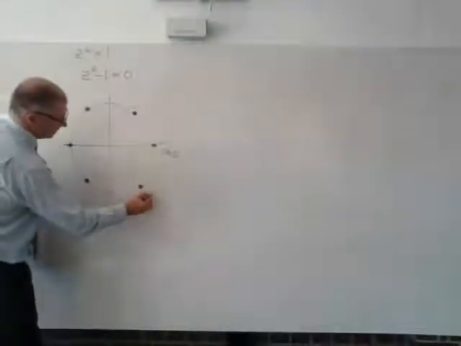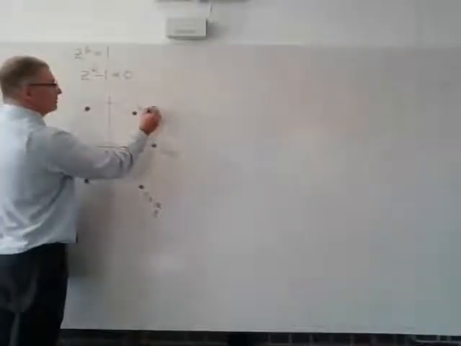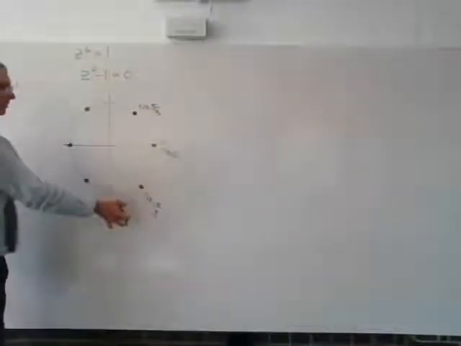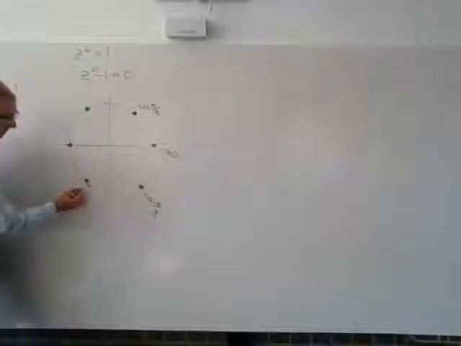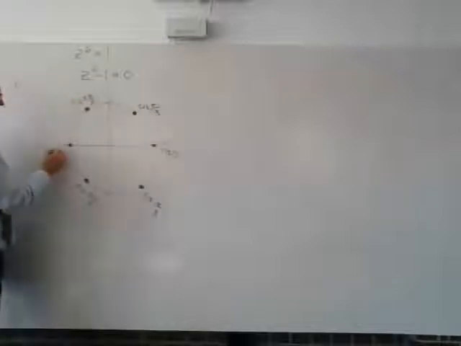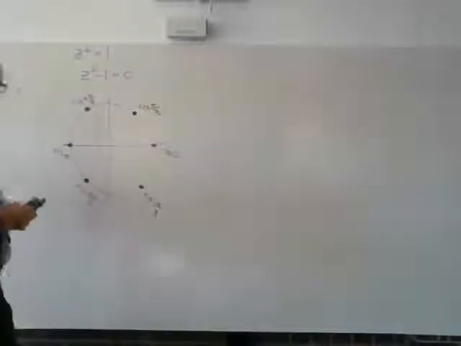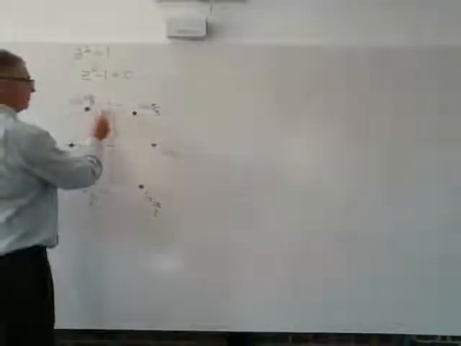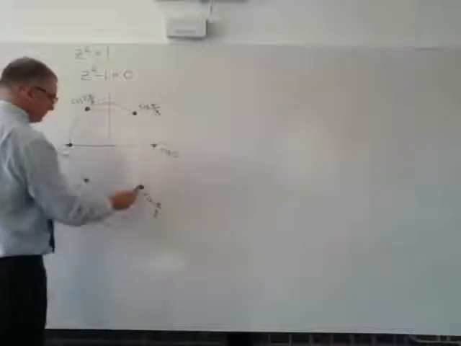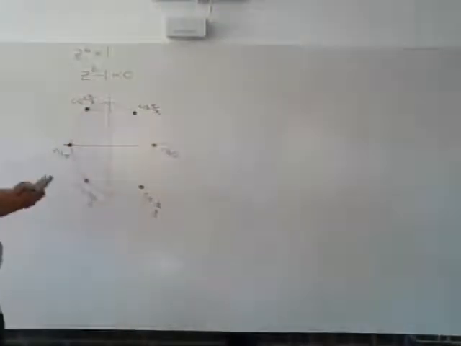especially with the cis of minus pi on 3, cis of pi on 3, because it's a real polynomial. We've got our conjugate pairs happening. Cis of minus 2 pi on 3, cis of 2 pi on 3, and cis of pi here. So that's our regular hexagon that's been formed here out of the roots of z to the 6 minus 1.